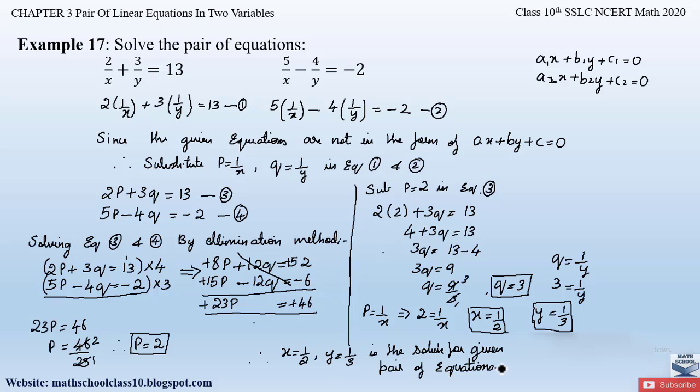Right, so this is how we solve this problem. It is very easy. Whenever these kinds of problems are given, we have to substitute the variables 1 by x and 1 by y to another set of variables like p and q, and then we can find out the values of x and y. Okay, so this is how we solve this problem.